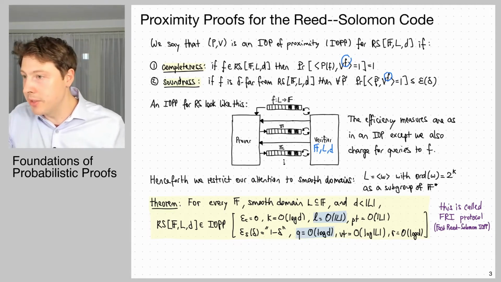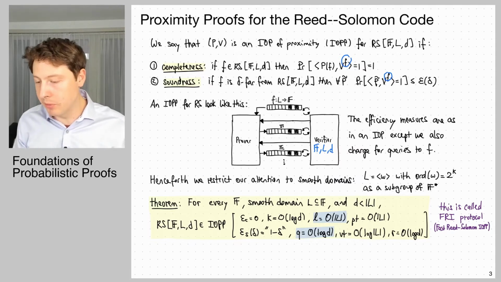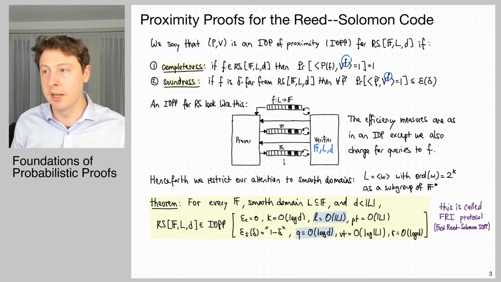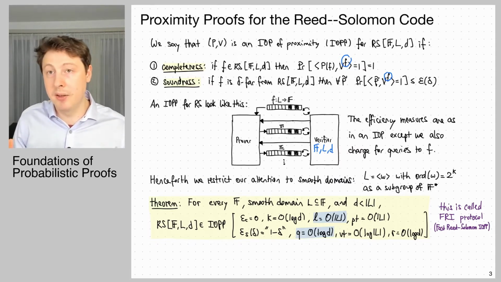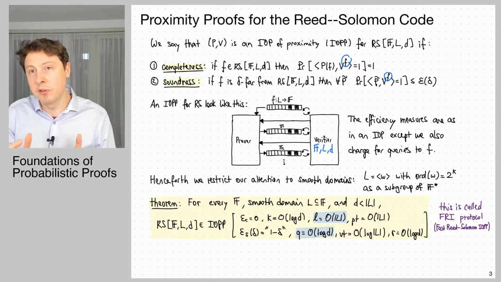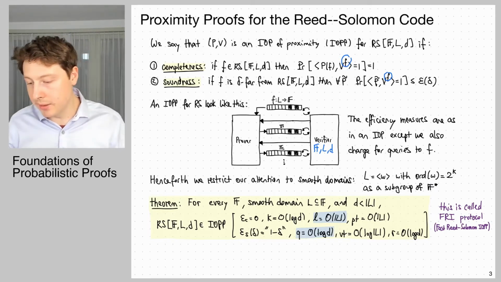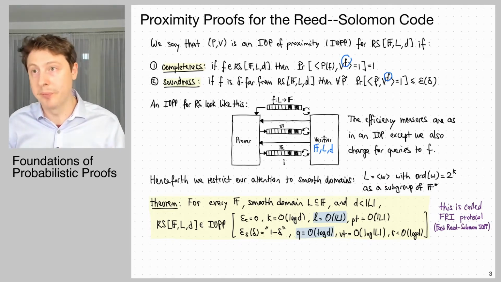Now you see here there is a question: is a smooth domain just one whose size is a power of 2? It's not just a power of 2, it also has to be a group. If a field is large enough, I can always take a subset that is a power of 2, but that's not what I'm saying. I'm saying the domain is generated by a single element. First and foremost, every multiplicative subgroup in a field is cyclic, and I want the domain to be a group.